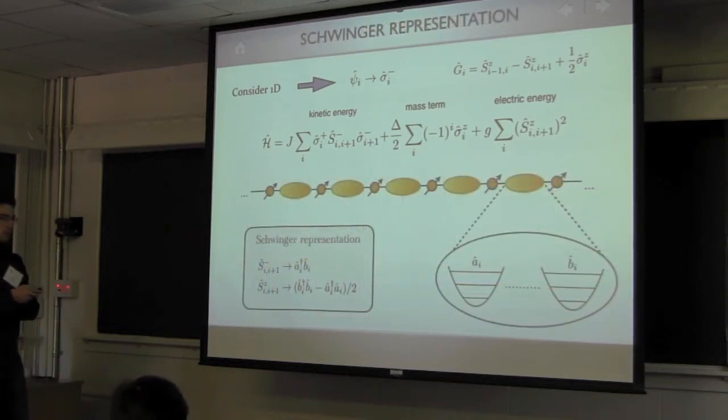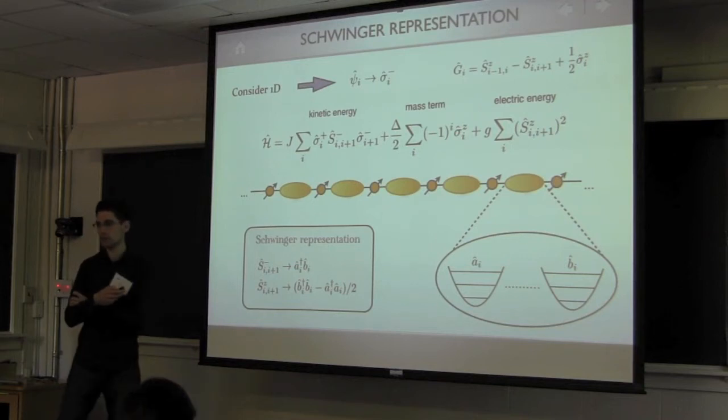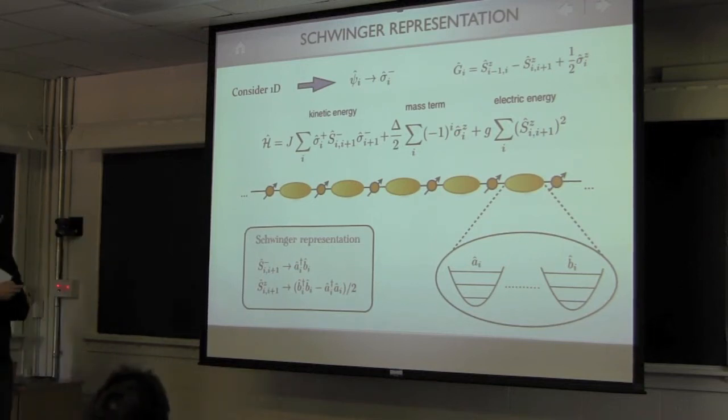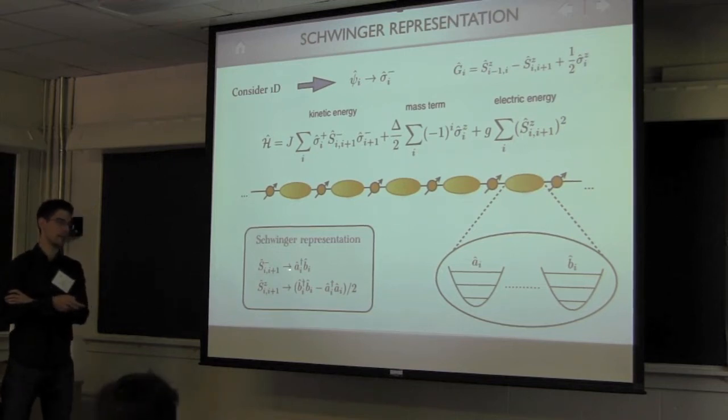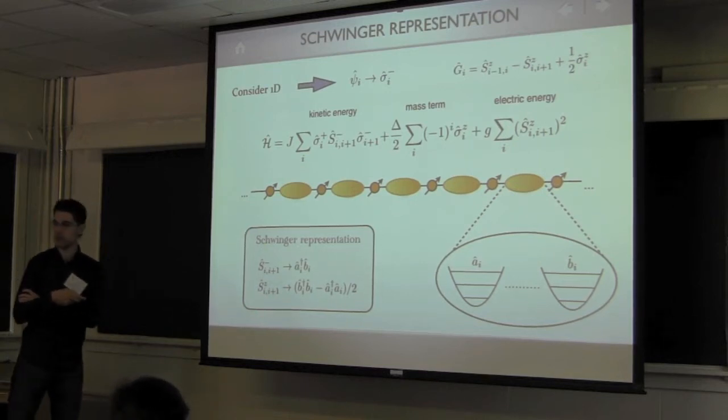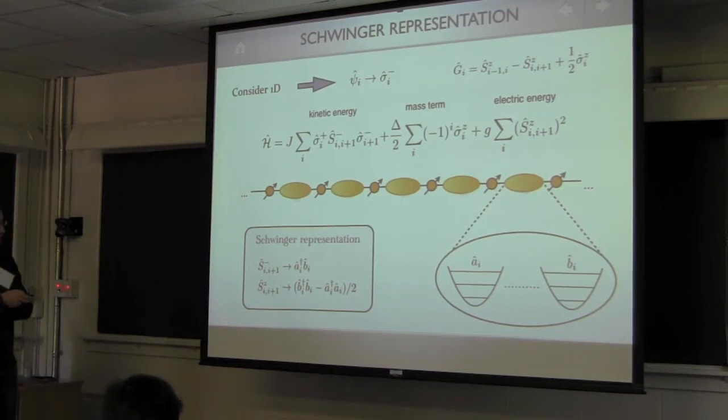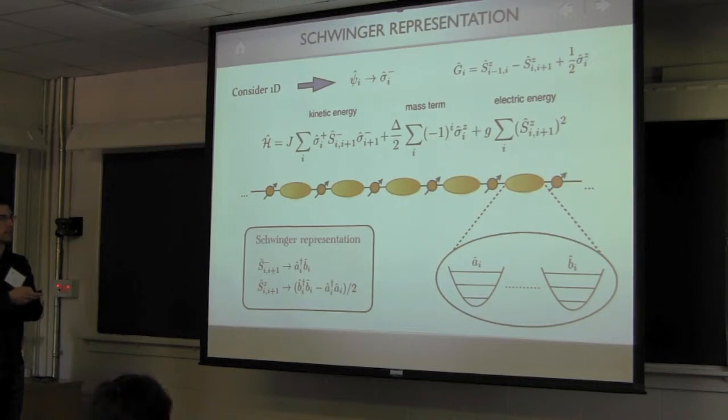So to implement this system with superconducting qubits, I will use what is called the Schwinger representation, in which my spin operators can be mapped into Schwinger bosons. There is an exact mapping in which if I substitute S^+ by two bosons, a†b, and S^z by this combination here, the commutation relations are preserved. And therefore, this is another way to represent this spin on the link.